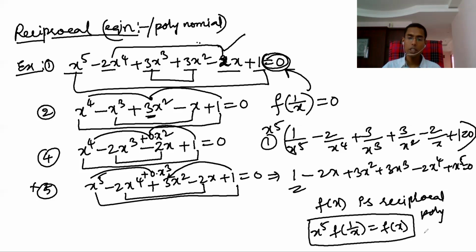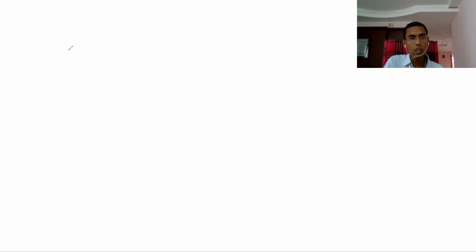Okay, then f of x is a reciprocal polynomial, here you got. But sometimes the constant value is not 1, as in this case where it is 1. So sometimes the constant will be somewhat different.